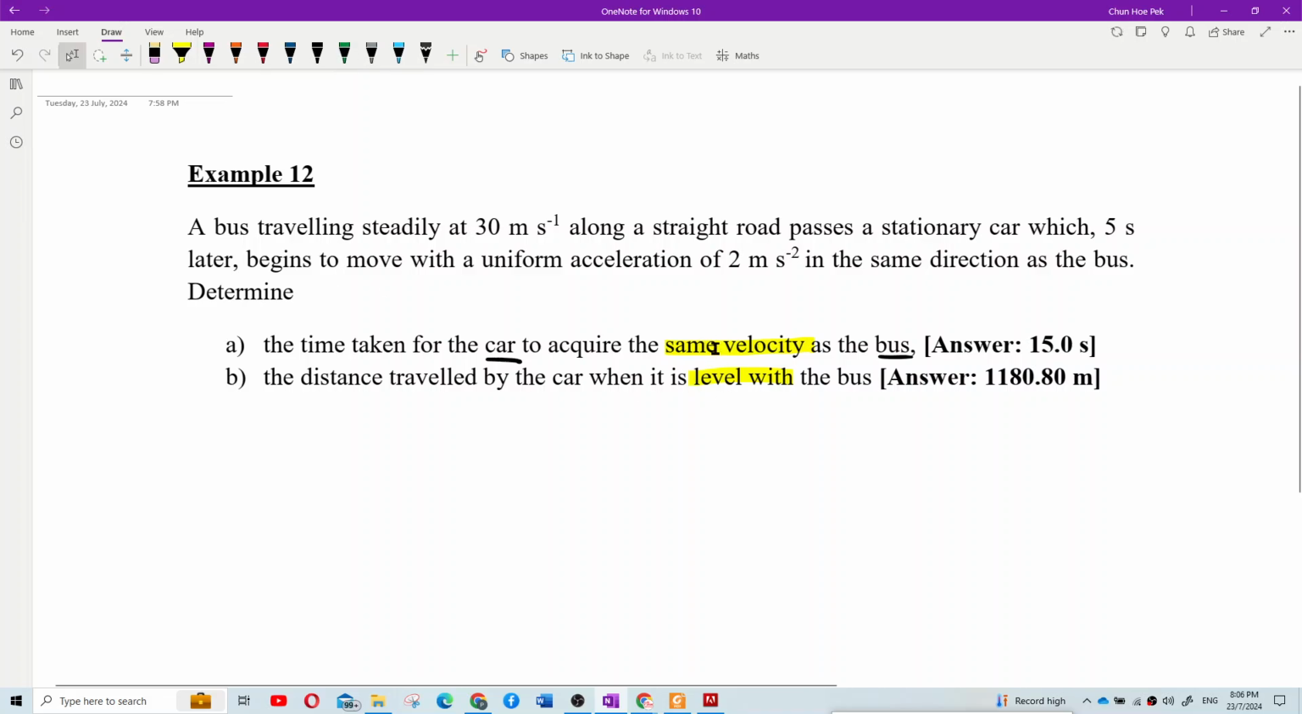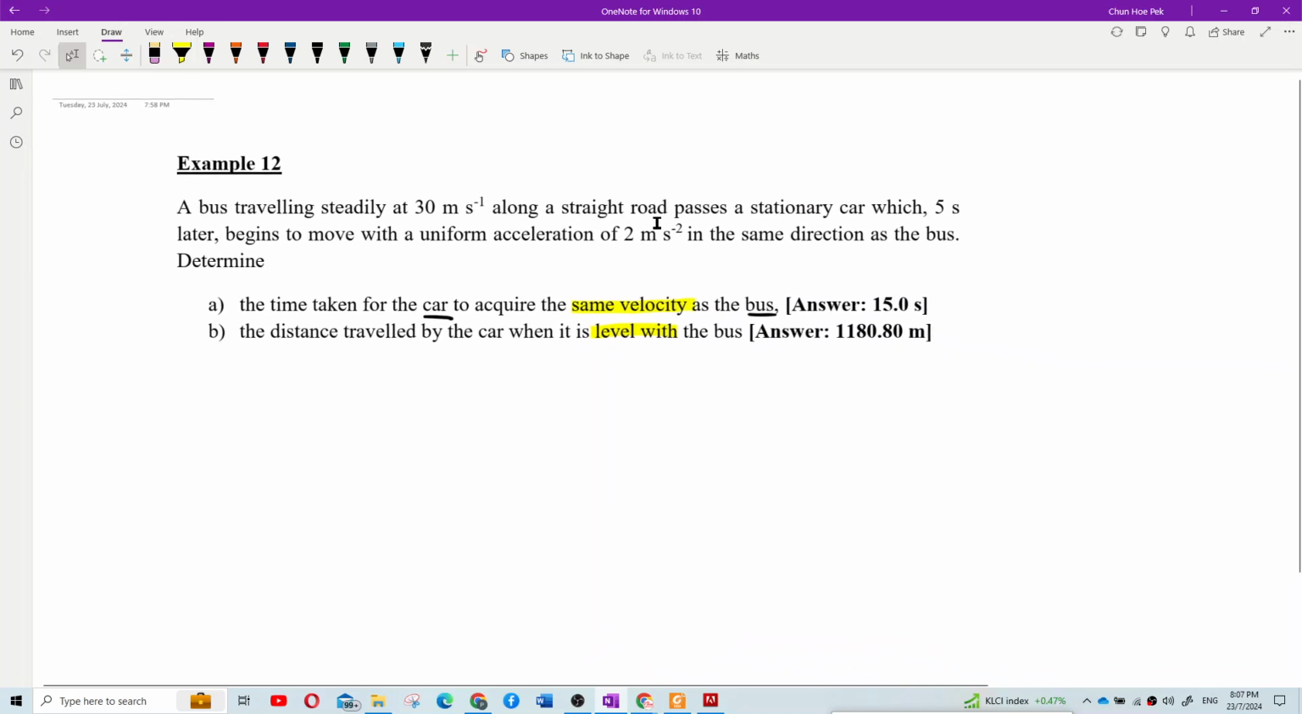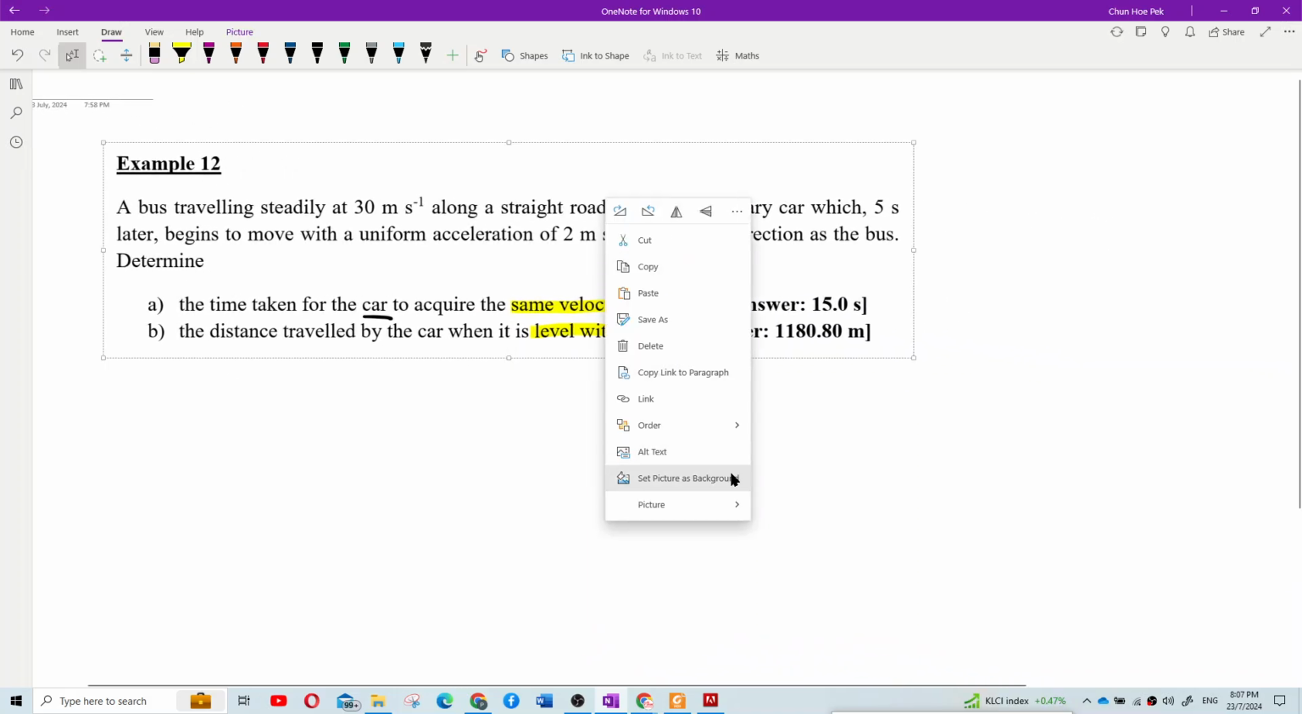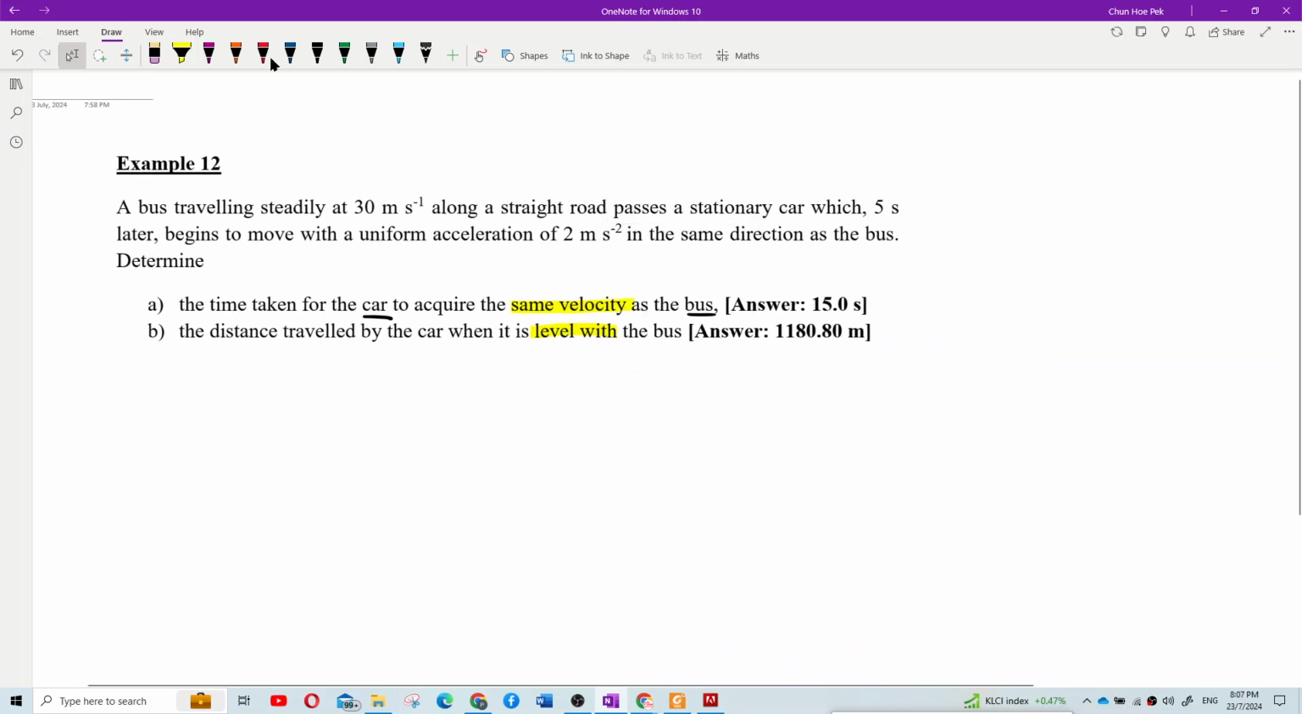Let us draw a picture to describe this question. This is quite a challenging question. So how to help ourselves? Please draw a picture. It always helps. Draw a picture. So here you can see there is a bus and the car.